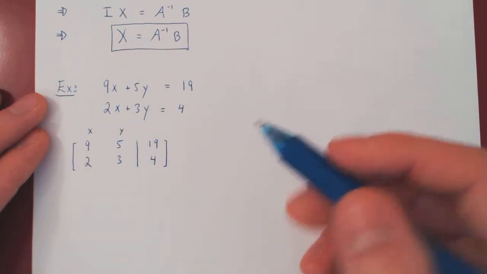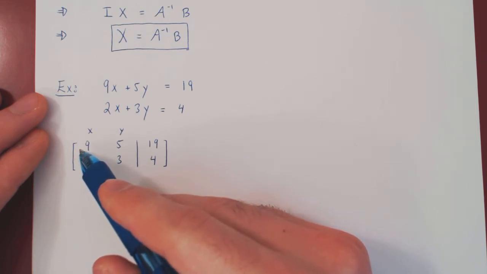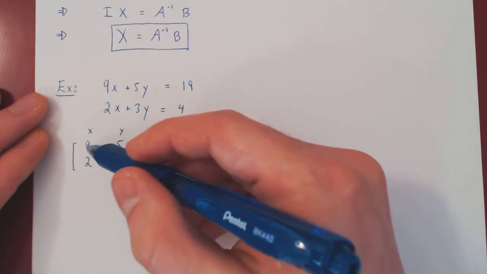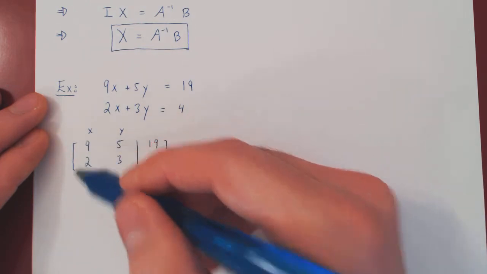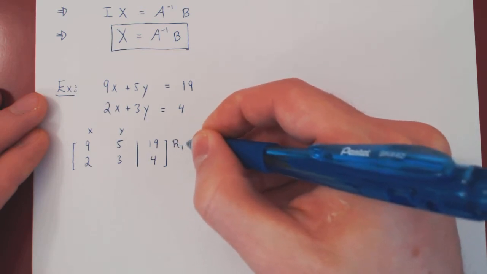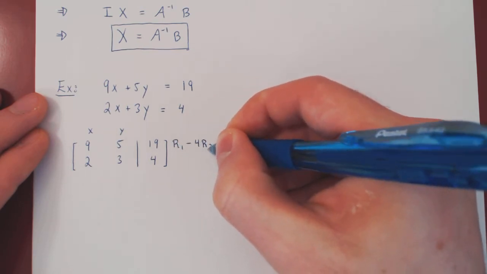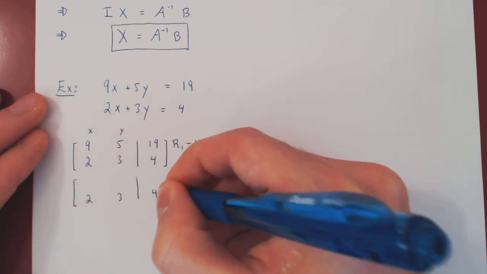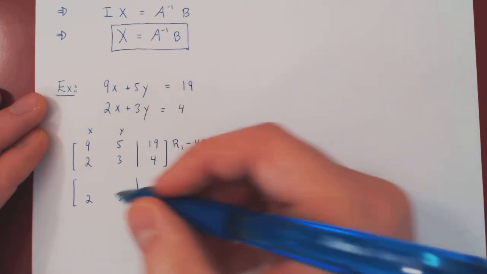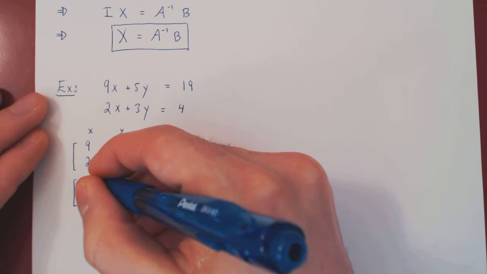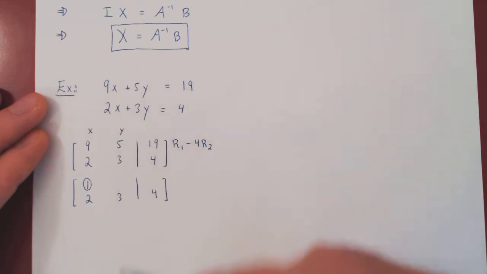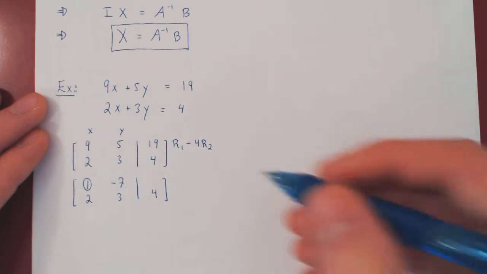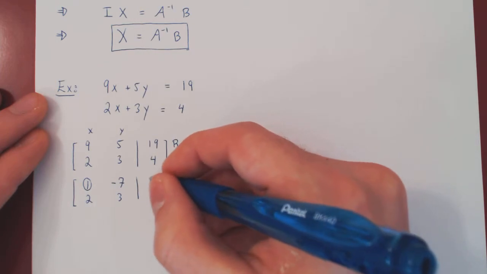Okay, now here we have several options, right? We could multiply by 1 over 9, we can multiply here by 1/2 and then swap the rows, but we can be sneaky, we can do row 1 minus 4 times row 2, as 4 times 2 is 8. So 9 minus 8 is 1. This is our leading one. 5 minus 4 times 3 is minus 12, negative 7. 19 minus 4 times 4 is 16, which is positive 3.